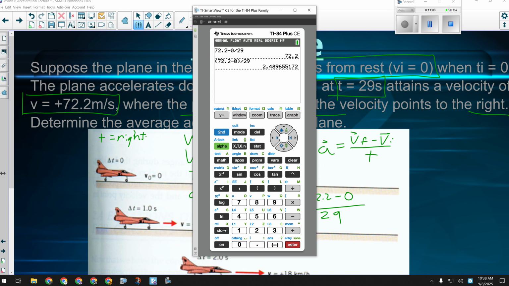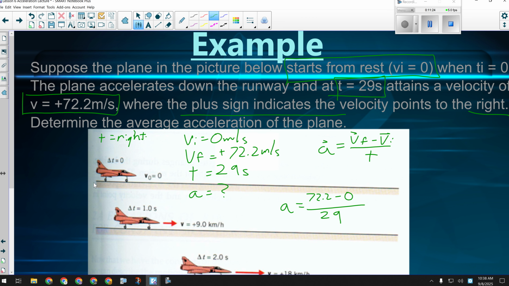So this is telling me that, how many significant digits here? 2. My time was 29 seconds. That has 2 significant digits. Okay, so my answer needs to be 2.5. Right. What are the units for acceleration? Meters per second squared. I would also accept if you went meters per second. It's the same thing. We just generally write it as meters per second squared.